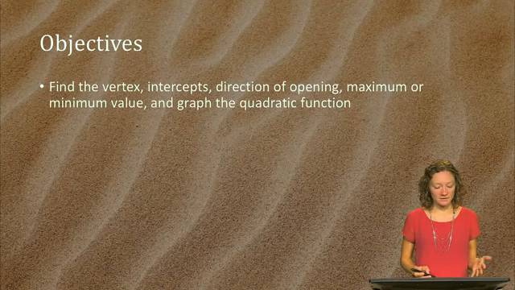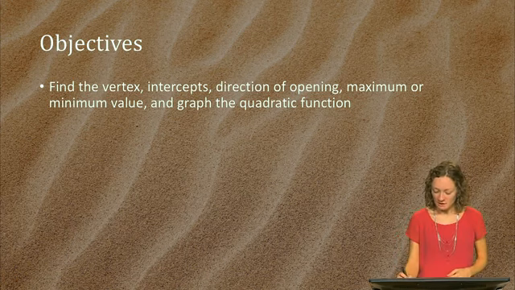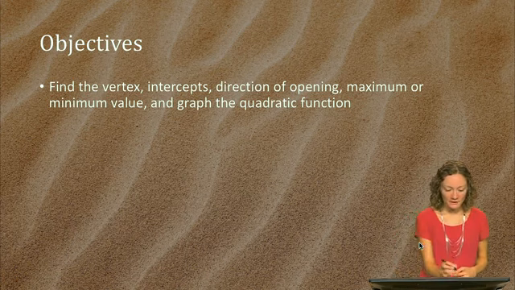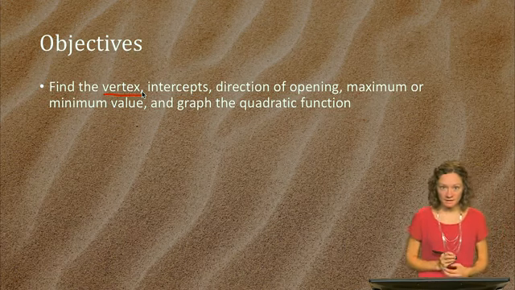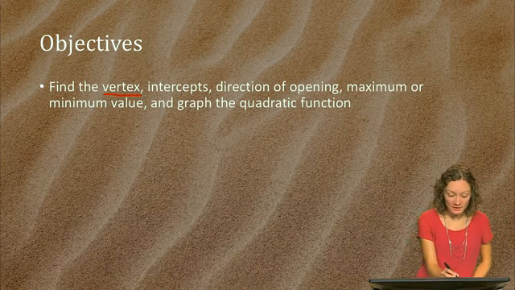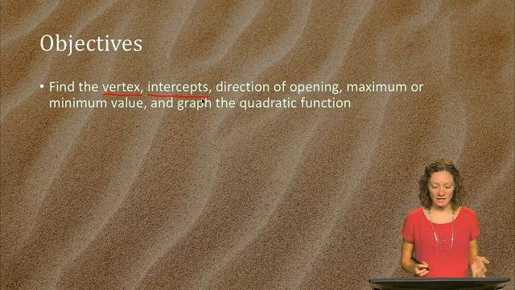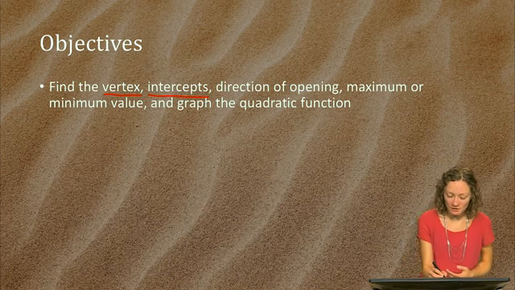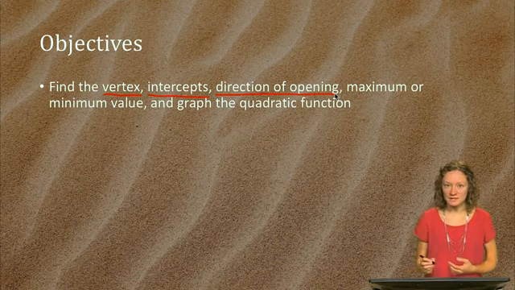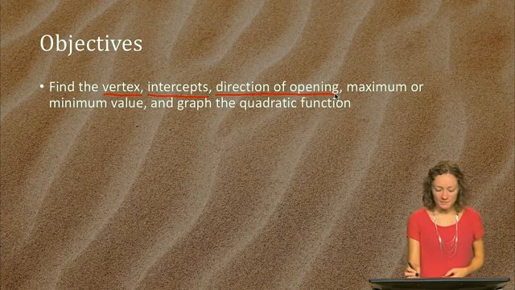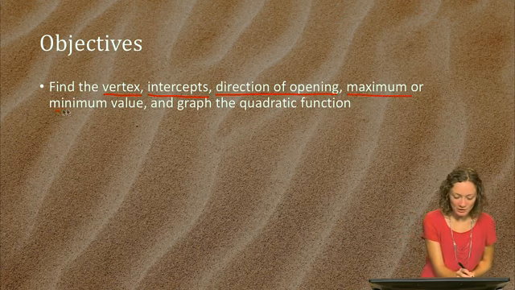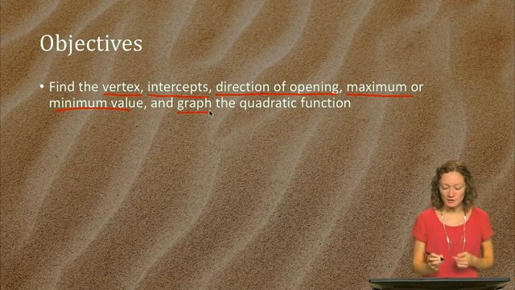So our objectives, there's only one in this case, but it has a few different pieces to it. We're going to look for the vertex, which we've seen how to find in the previous video. The intercepts, we haven't looked at that with quadratics yet, but we already have looked at intercepts before. The direction of opening, this will be a pretty simple analysis. The maximum or minimum value of the quadratic, and then graph the quadratic function.